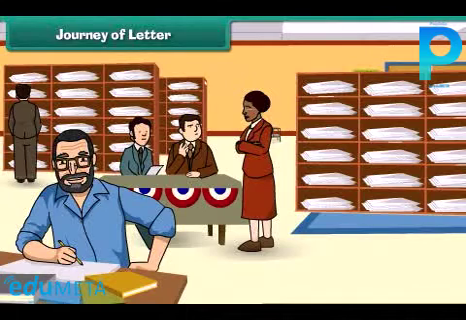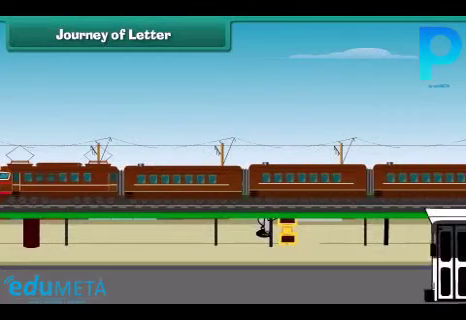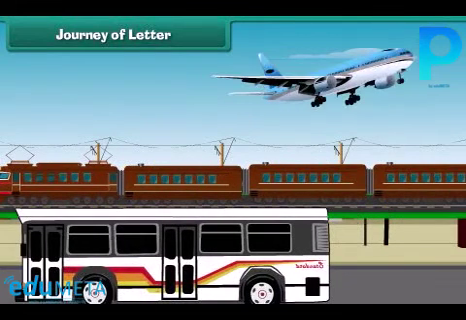This is a post office. Here, all the letters are sorted and packed in bags according to the place they are to be delivered. Train, bus, or airways then take the separate bags of letters to their destined places.